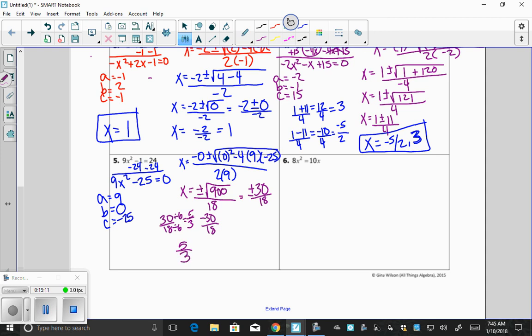So do the same thing with the other side. Negative 30 divided by 6 is negative 5. 18 divided by 6 is 3. So my other answer is going to be negative 5 over 3.